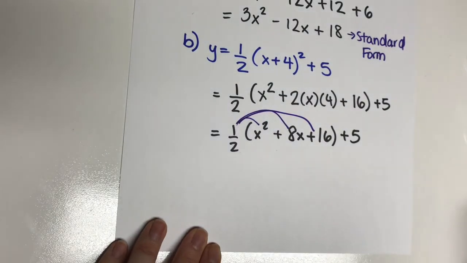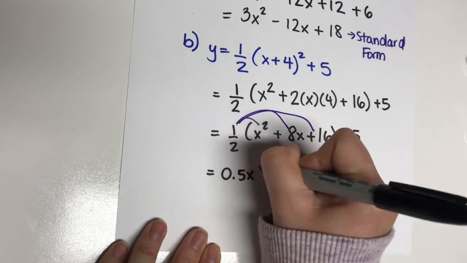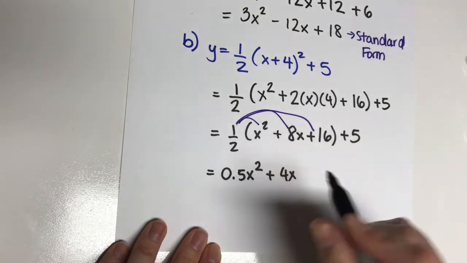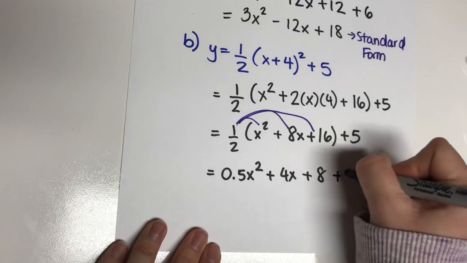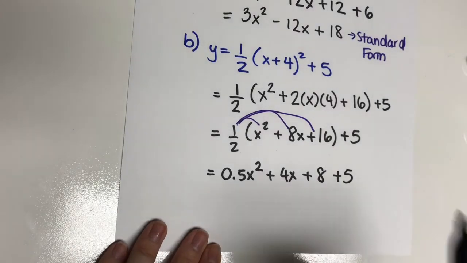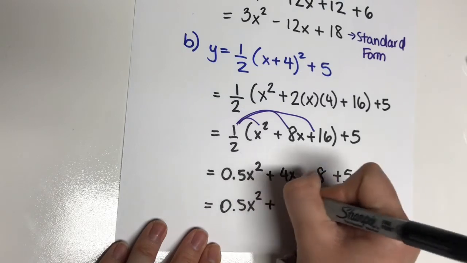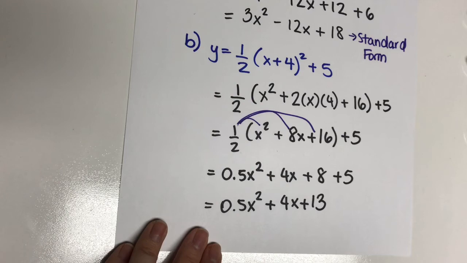If you want to change it to a decimal, you can do that. Half times 8x is 4x. Half times 16 is 8. And the like terms are the 8 and the 5. So I'm going to add the like terms. And now I have standard form.